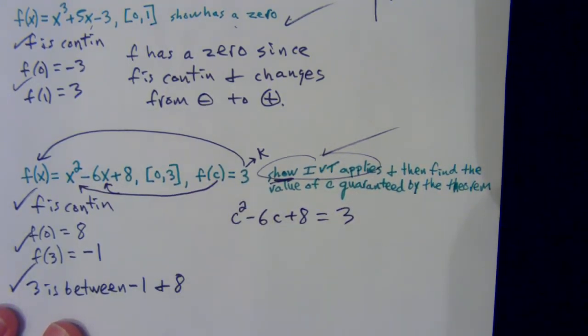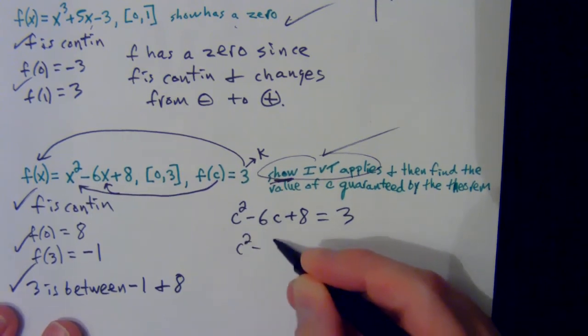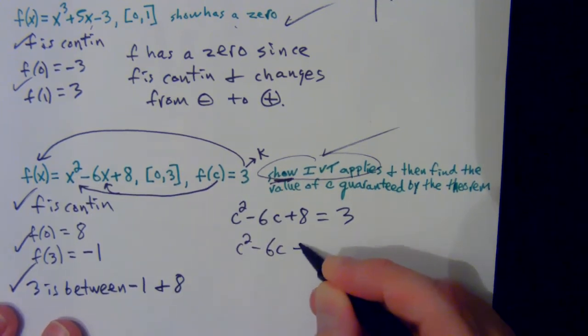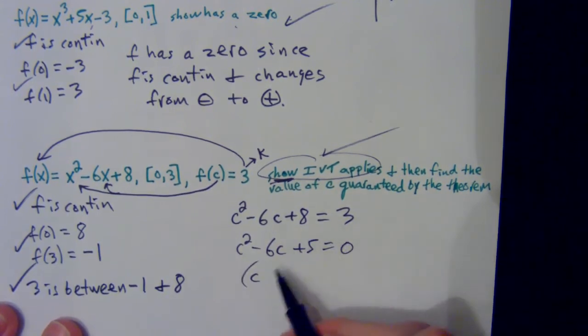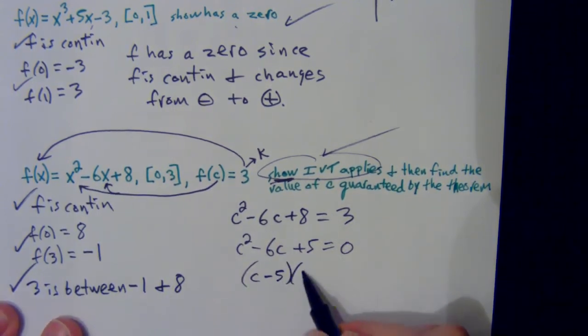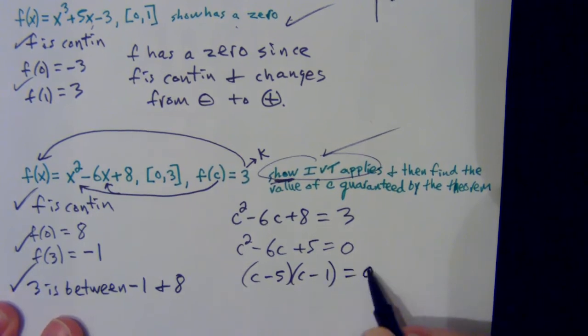And then we're going to solve this equation here. So we'll get c squared minus 6c, we're going to get a plus 5 equals 0. And then we can go ahead and factor this thing. So it'll be minus 5, minus 1. And then we're going to get c is equal to a 5 and a positive 1.